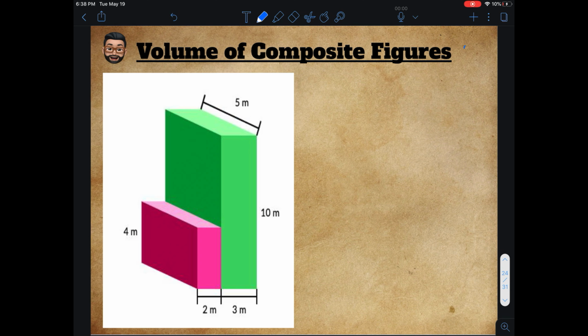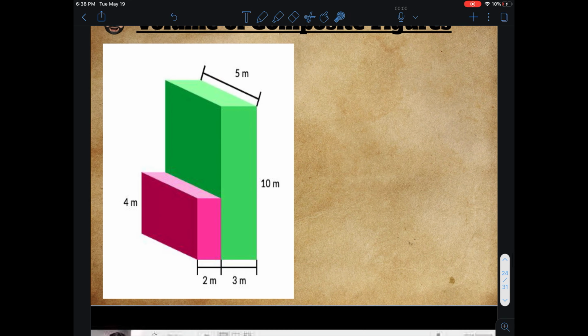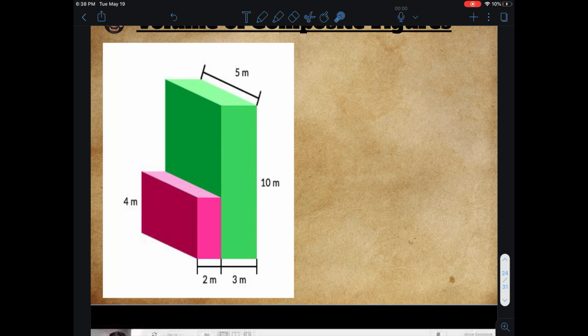Last example for this assignment is volume of composite figures. Composite figures are a little bit new, and a composite figure sounds hard. It looks weird, but if you just look at the colors, this one is colored to make it a little simpler for you guys.